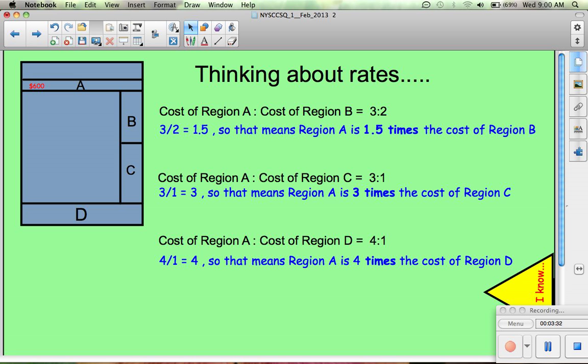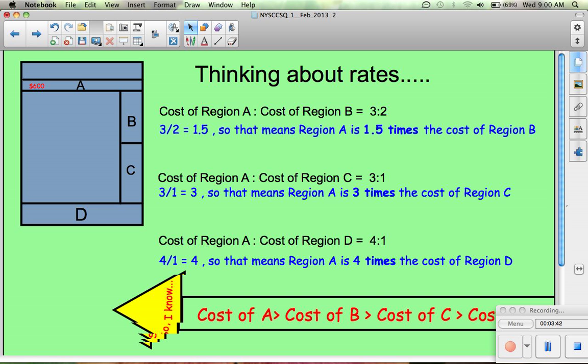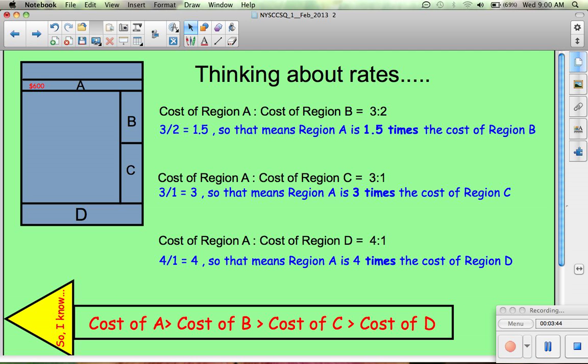And the cost of region A to region D is 4 to 1. 4 divided by 1 is 4, so that means region A is 4 times the cost of region D. So I know that the cost of region A is the most expensive, followed by the cost of region B, the cost of region C, and then the cost of D.